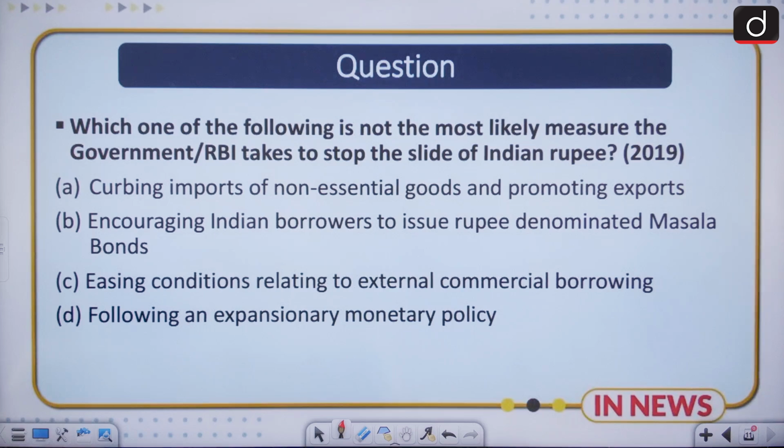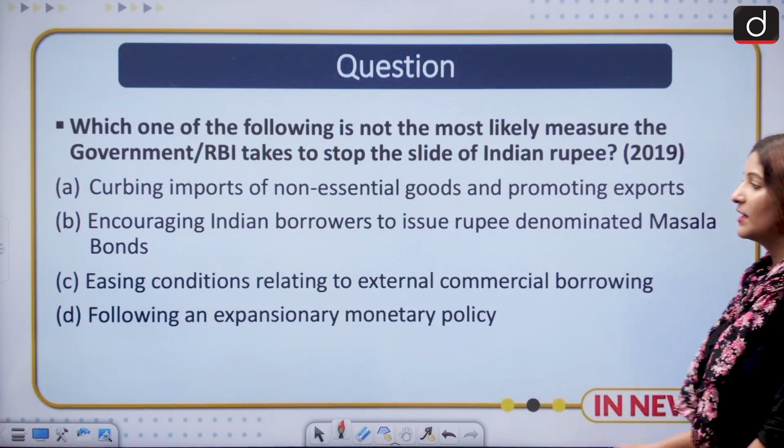Option one: curbing imports of non-essential goods and promoting exports. Option two: encouraging Indian borrowers to issue rupee-denominated masala bonds. Option three: easing conditions relating to external commercial borrowings, following an expansionary monetary policy. So answer it correctly.